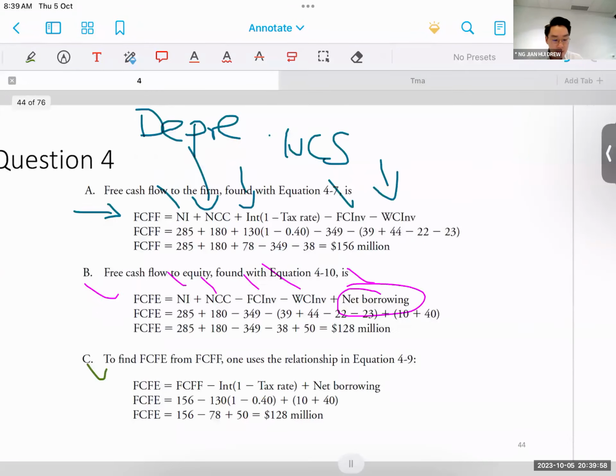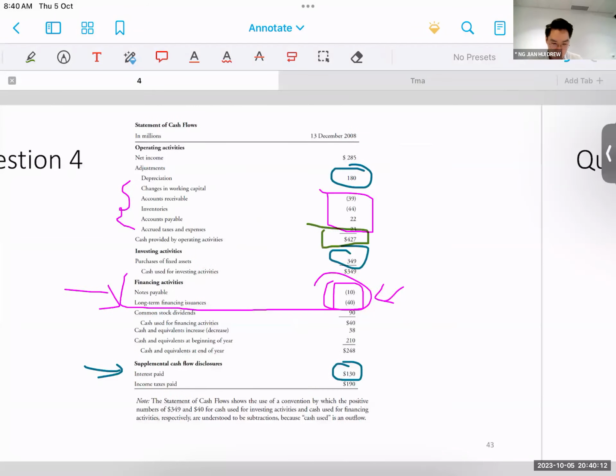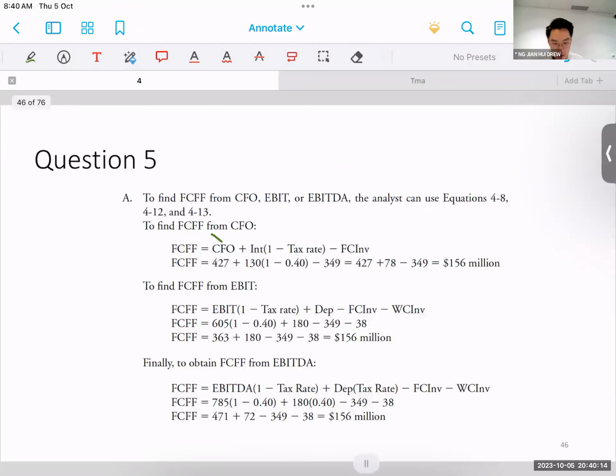So this is quite easy. We just go to the cash flow statement. Where's the cash flow to operations? Here, right? Cash provided by operating activities. The rest are the same for the interest and cash flow of fixed asset.